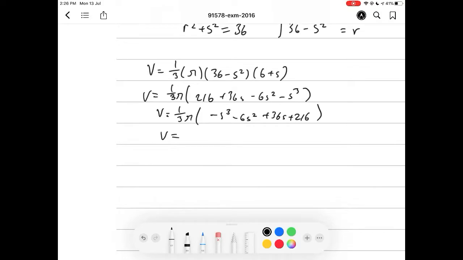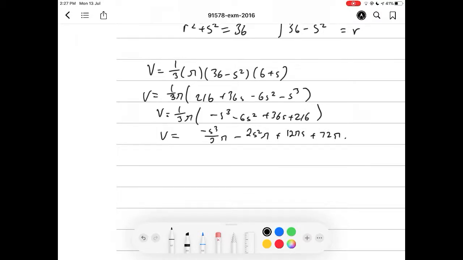Alright, so V equals, we can expand it out. So it's 3 pi, minus 6 times 1/3 is just 2, so minus 2s squared pi, plus 36 times 1/3 is 12, so plus 12 pi s, plus 216 divided by 3 is 72, plus 72 pi.